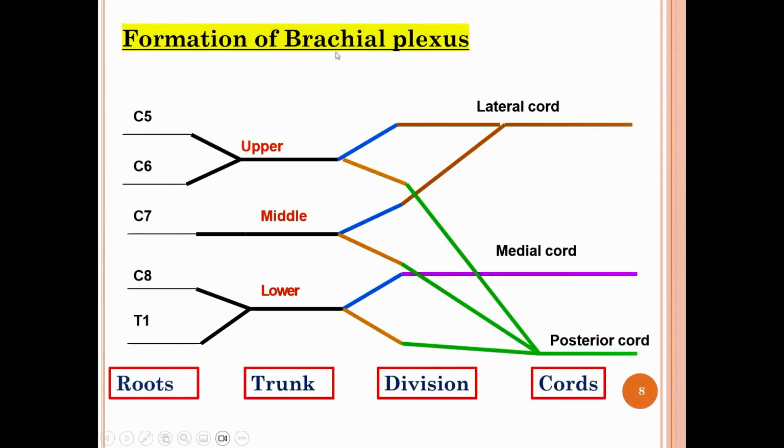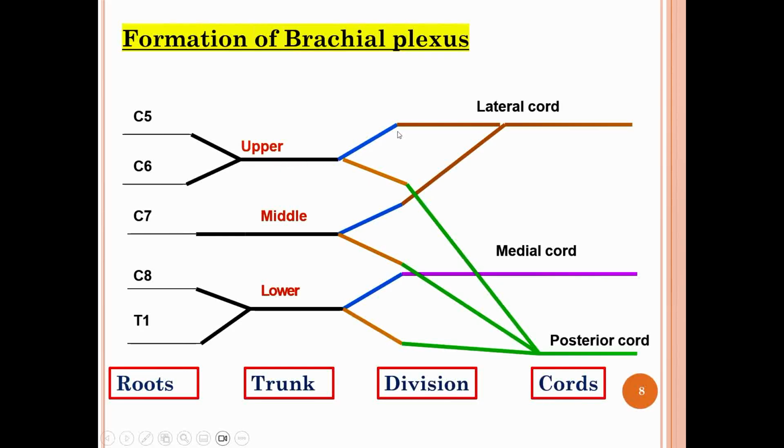So here is the formation of the brachial plexus. First there are roots: C5, C6, C7, C8 and T1 ventral rami. If C4 is involved then it is the prefix type of brachial plexus, and if T2 is involved then it is the postfix type. From the ventral rami of these roots there is formation of the trunks. The upper trunk is formed by ventral rami of C5 and C6, the middle trunk by the ventral ramus of C7, and the lower trunk by ventral rami of C8 and T1.